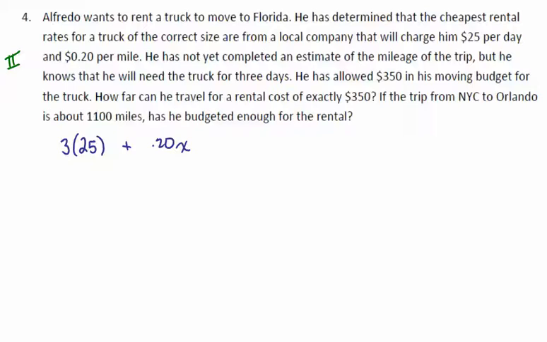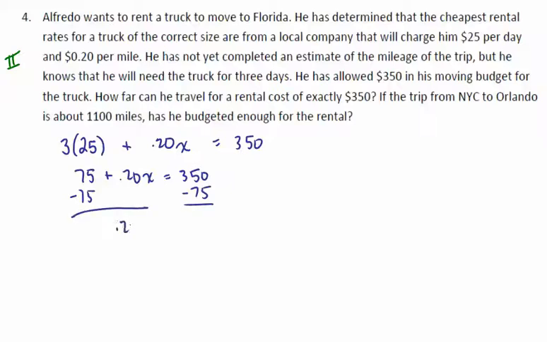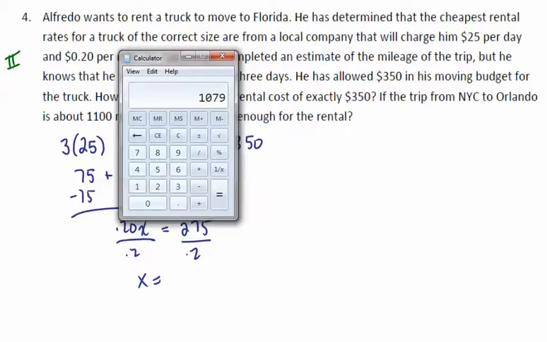So he has allowed $350 in his moving budget for the truck. So what we want to find out is how far can he travel for a rental cost of exactly $350. So we're going to multiply out 3 times 25 is 75 plus 0.20x is equal to 350. Let's subtract 75 from both sides, and we now have 0.2x is equal to 275.